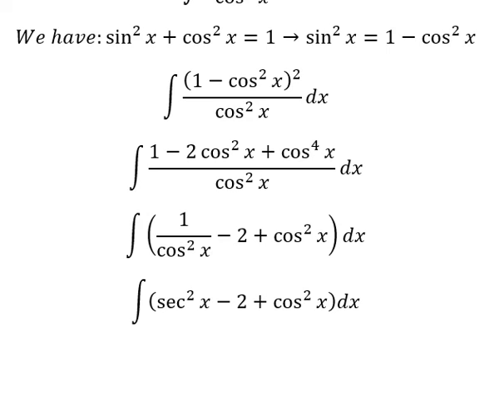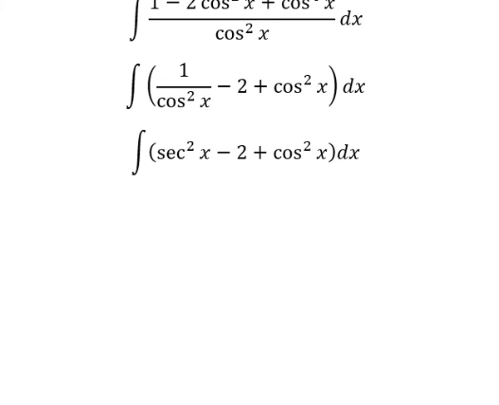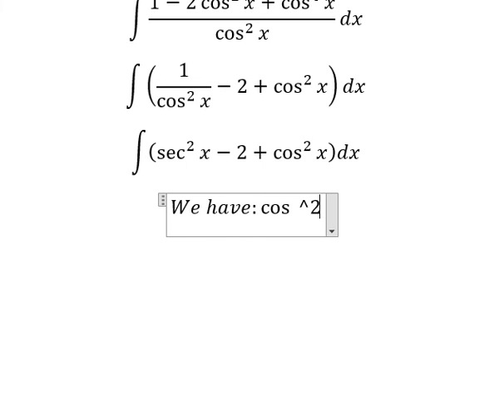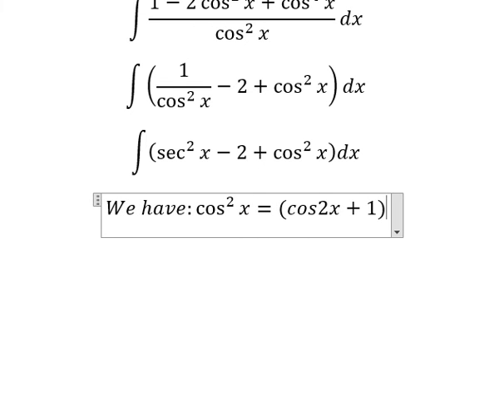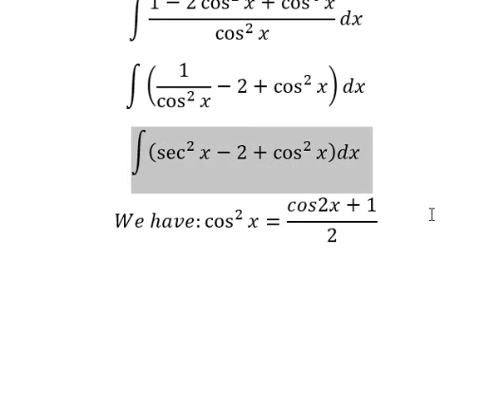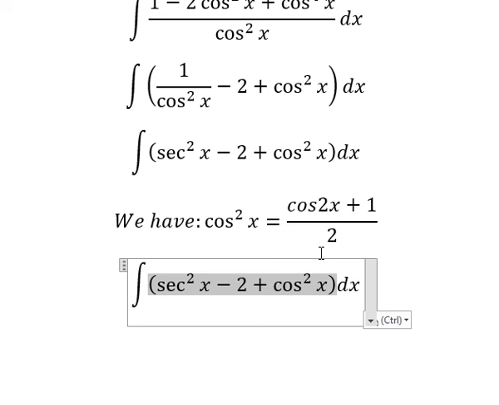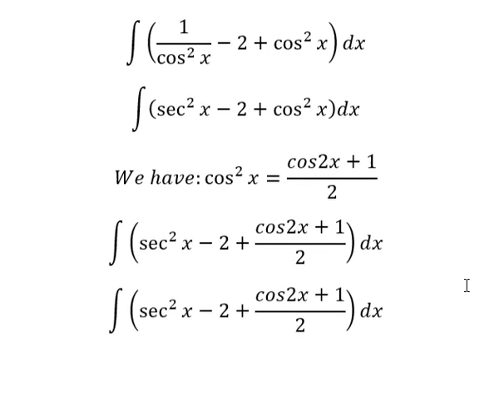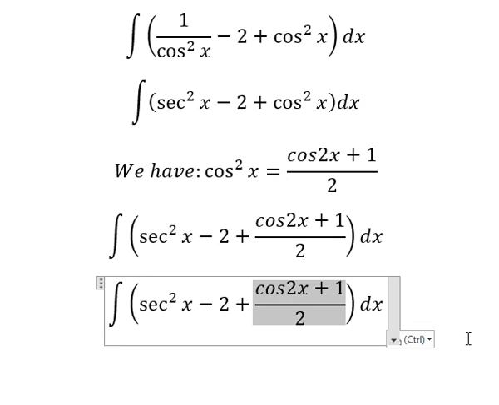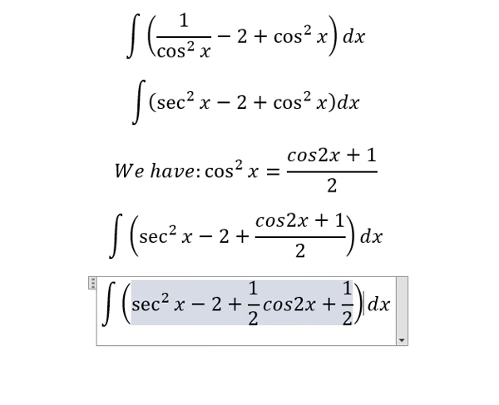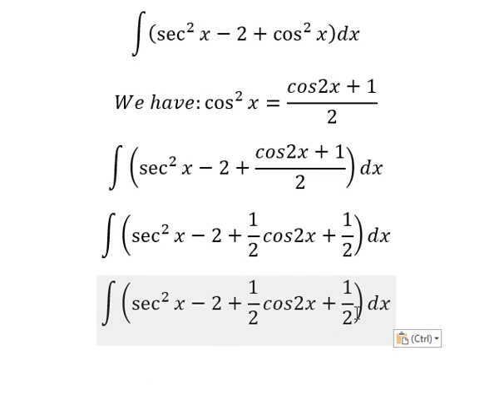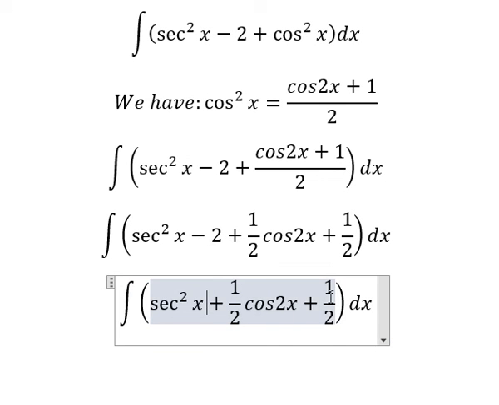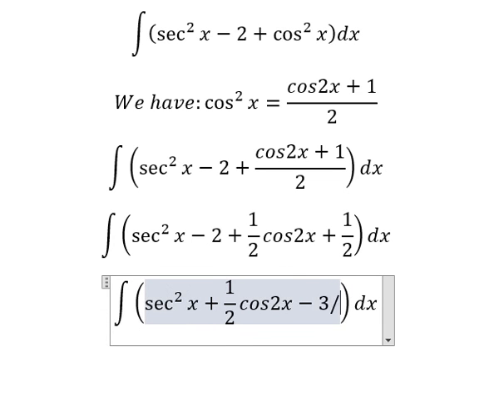Next we have the second formula in here. Cosine squared equals cosine 2s plus 1 over 2. So this one is about this one. Now we need to expand this one. So negative 2 plus 1 over 2, that is about negative 3 over 2.